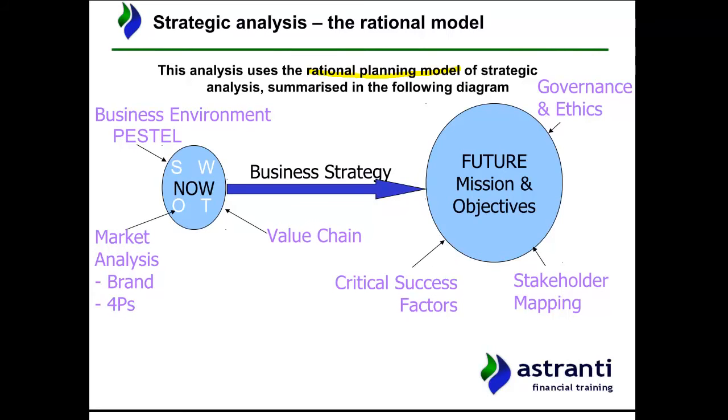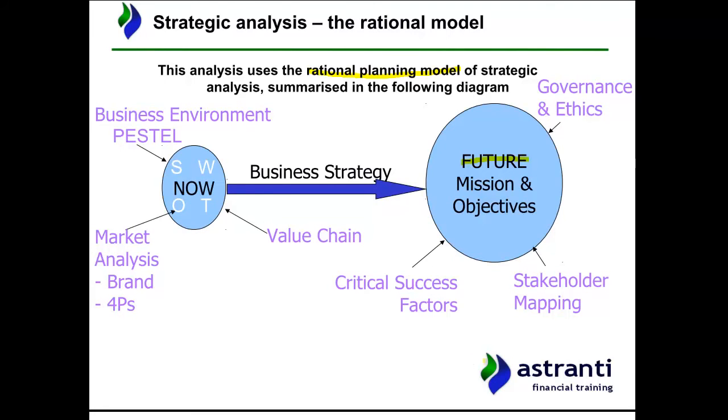We're going to start on the right-hand side by looking at the future. We're going to be thinking about the missions and objectives for Ashworth Lea, where they want to be headed for the future. So we're going to be looking at their governance and their ethics. We're going to be thinking about critical success factors, and we're going to be doing stakeholder mapping as well.